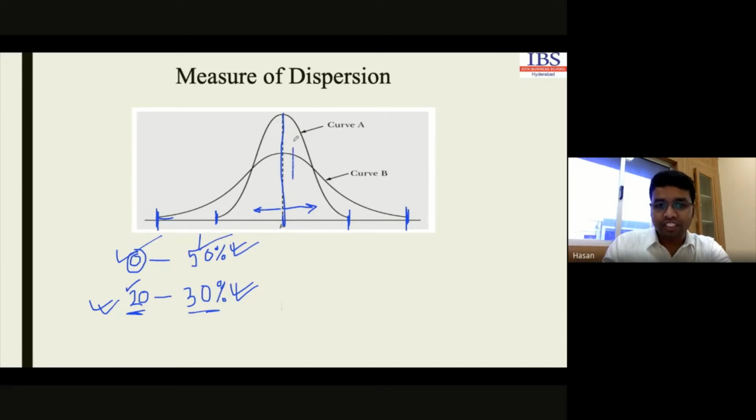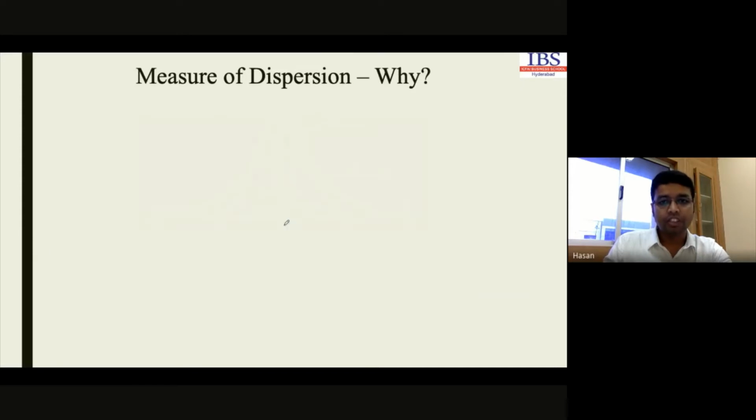But if we move in this way, now look here at this curve, this thickness is different from the other curve. So on either side we have to observe the dispersion of the measure. In this way, we have separate measures for dispersion. So we will discuss them one by one. We have multiple measures. Look, we have.